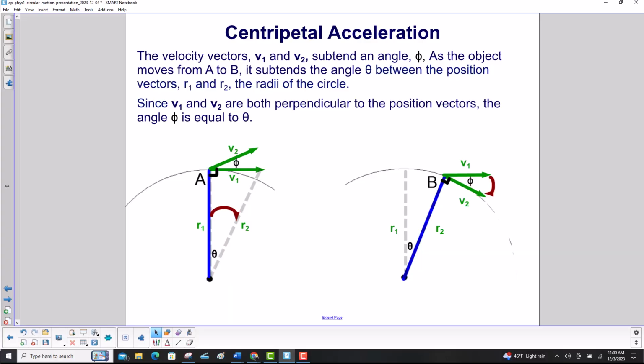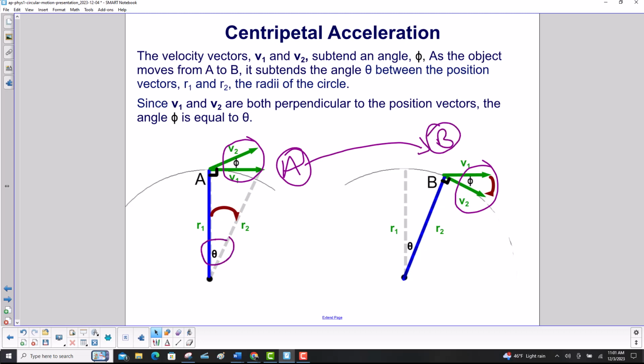The velocity vectors v1 and v2 subtend an angle phi, and we're showing that over here and over here. As the object moves from point A to B, okay, this time we have A over here and then B over here, it subtends an angle theta right here between the position vectors r1 and r2, also known as the radii of the circle. Since v1 and v2 are both perpendicular to the position vectors, the angle phi is equal to theta. So let's just erase some of this and show that where they're perpendicular.